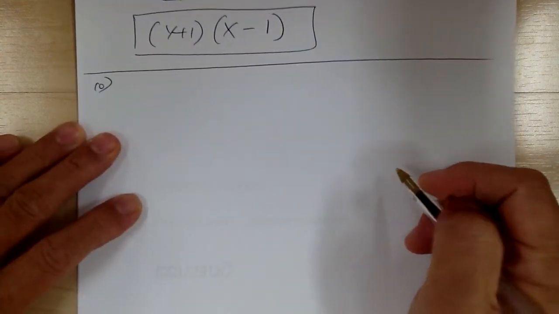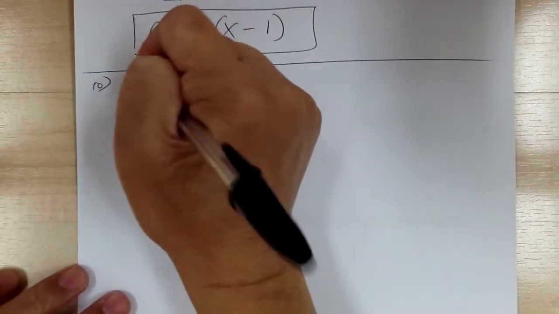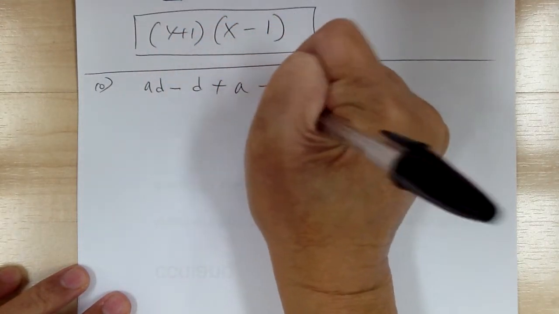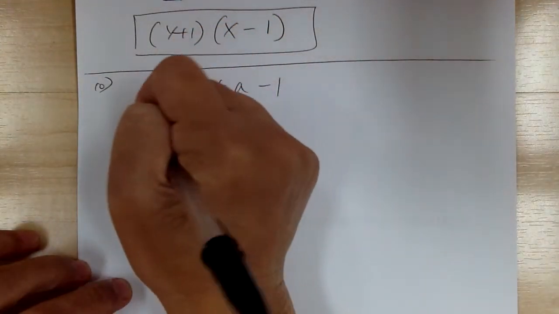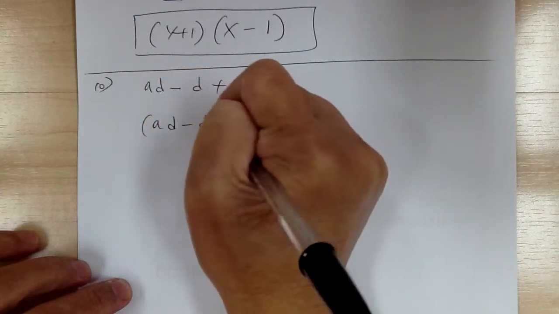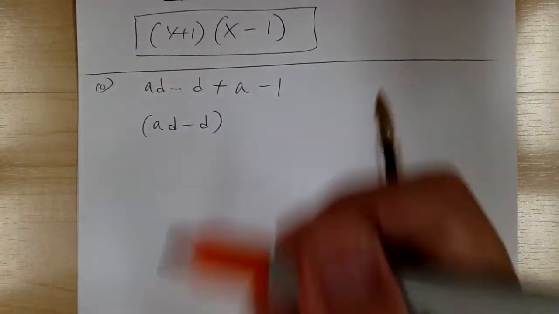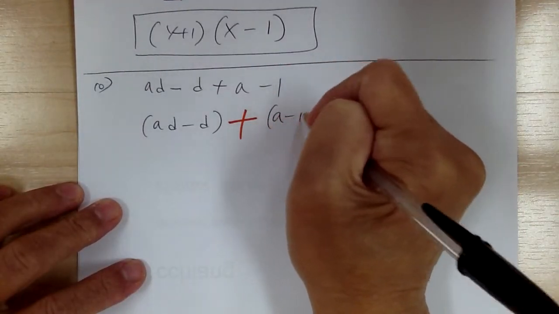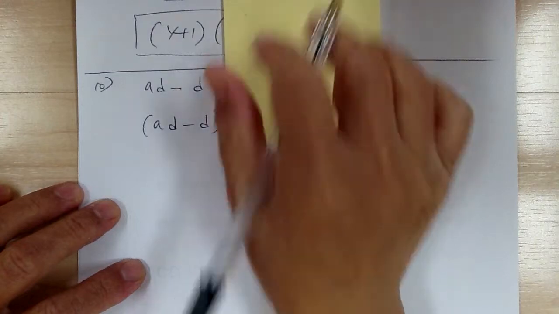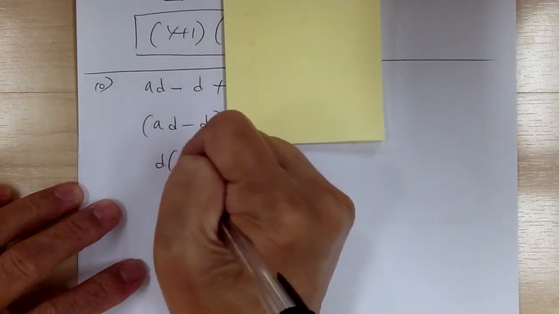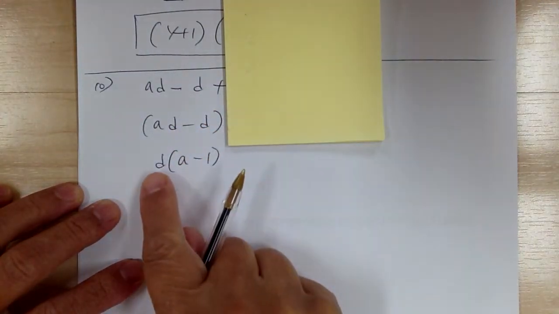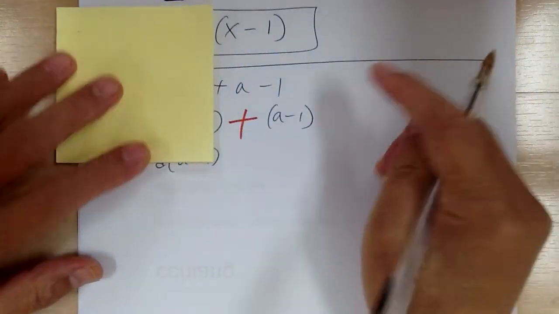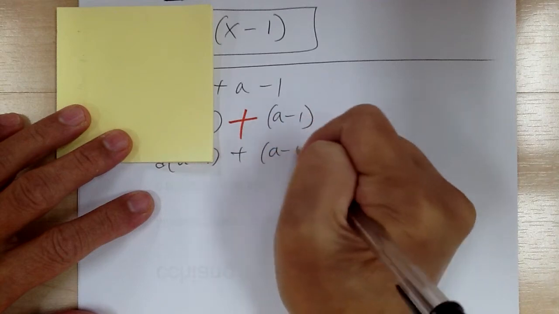Okay, number 10. You got AD minus D plus A minus 1. Okay, so you can just go and do the grouping. Put a big nice plus between the groups. Okay, so the first half, you can factor out the D, so you get A minus 1. Again, you can check, right? D times A gives you AD, D times negative 1 gives you minus D. This one, that doesn't need to be factored, so it'll be just A minus 1.